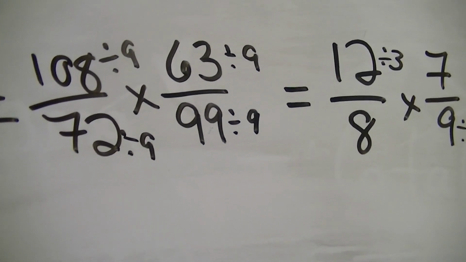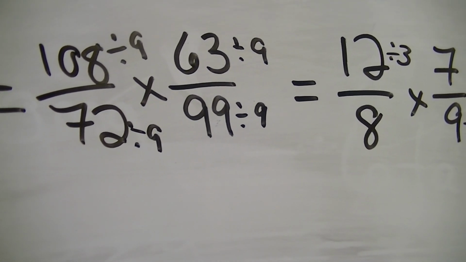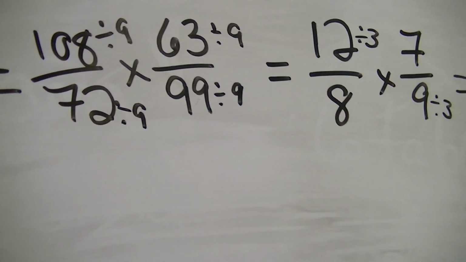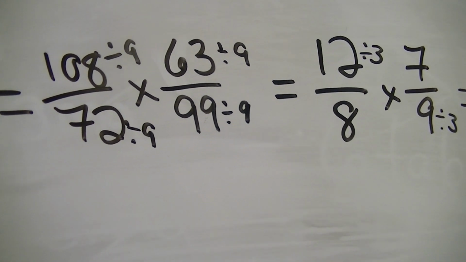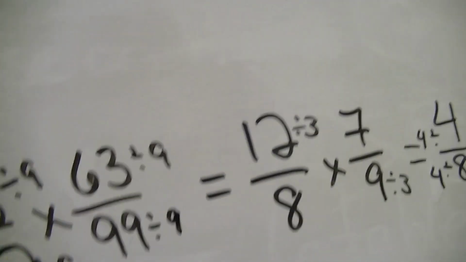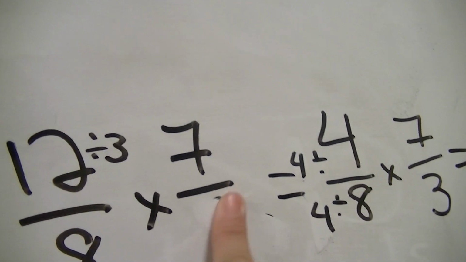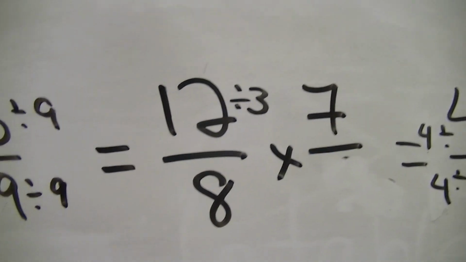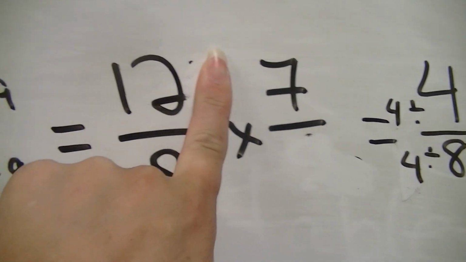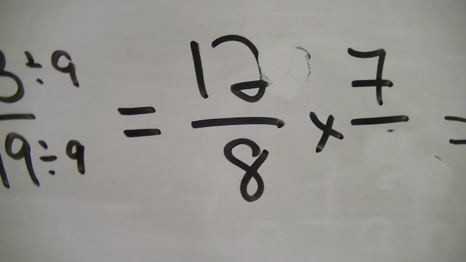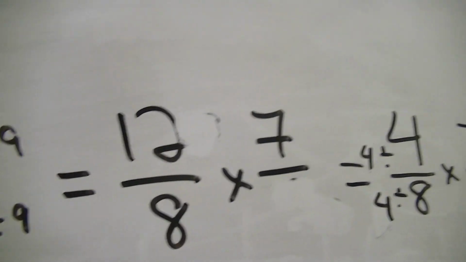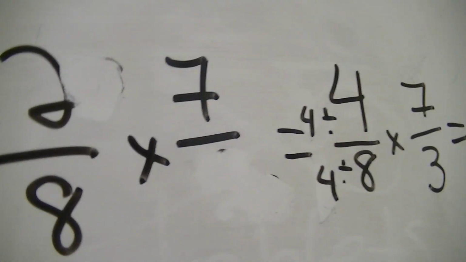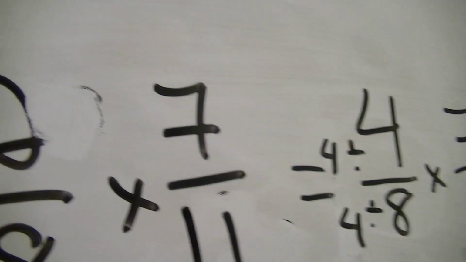108, when we divide it by 9, turns into 12. 72 turns into 8. 63 turns into 7. 99 is divisible by, oops, I made a problem there. That should actually be 11. Let me change that answer. Well, when we do that, we're not gonna divide anymore because 12 and 11 don't cross multiply. So, sorry guys. At least I noticed my mistake as I'm doing this, right? Always better than after the fact. So that's gonna turn into an 11.